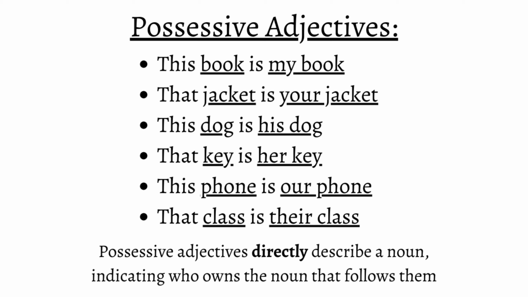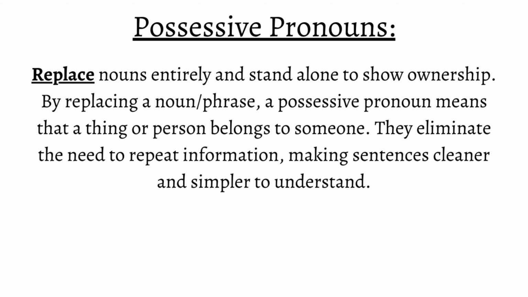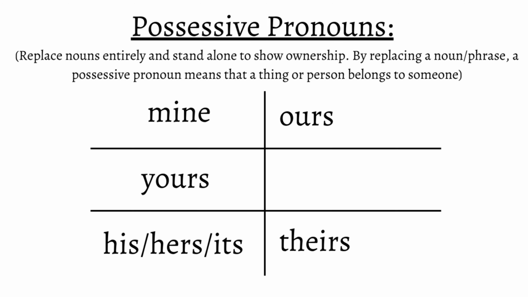Here, it is possible to introduce possessive pronouns which function differently within sentences. While adjectives indicate who owns a noun, possessive pronouns replace nouns entirely, standing alone to show ownership. By replacing a noun phrase, a possessive pronoun means that a thing or a person belongs to someone. They eliminate the need to repeat information, making sentences cleaner and simpler to understand. In English, they look like this: mine, yours, his, hers, its, ours, and theirs. His and its are the only pronouns that remain unchanged. Every pronoun corresponds to a specific subject and replaces a noun to indicate possession.